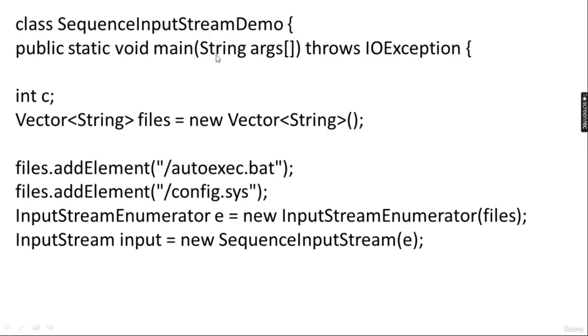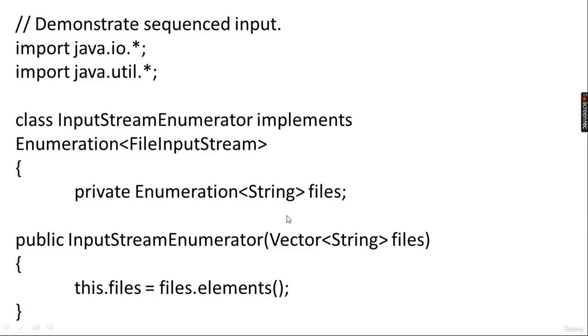The sequence input stream demo. In the main function, we are creating a new vector, and in that we can add as many files as we need: autoexec.bat and config.sys. These are the two files we have added in this vector. Okay, one by one. Then the input stream enumerator object, we will pass this vector to its constructor.